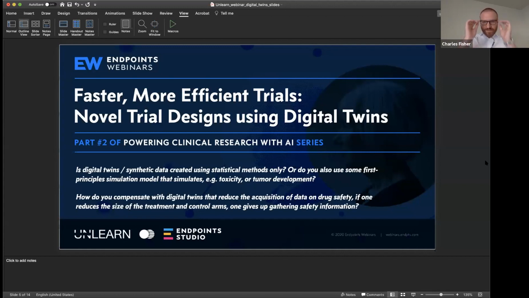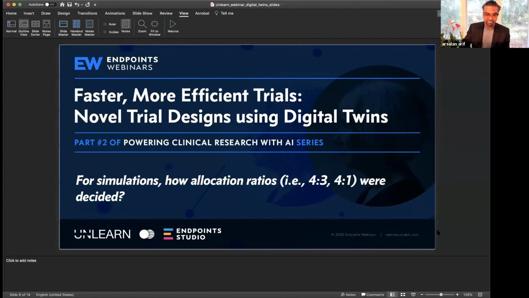All right, very good. We have just under 10 minutes left, so I'm going to try to fly through these because there are tons of questions in the queue here. As you can see, okay, here's a statistics question for simulations. How are the allocation ratios decided?